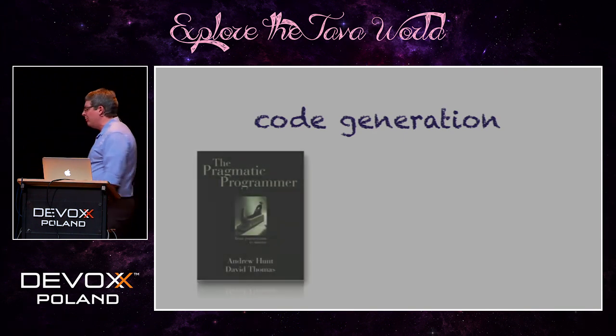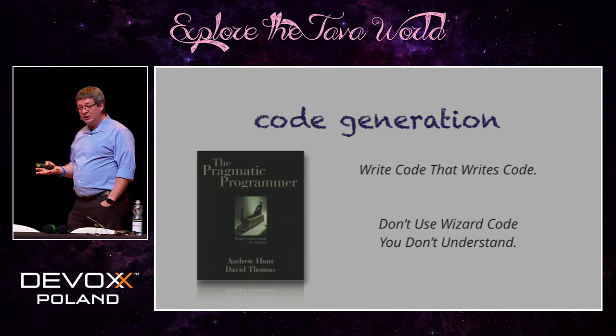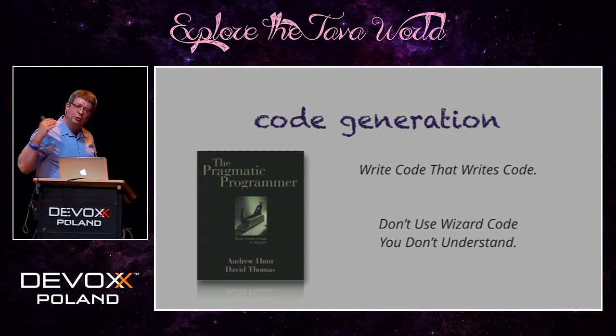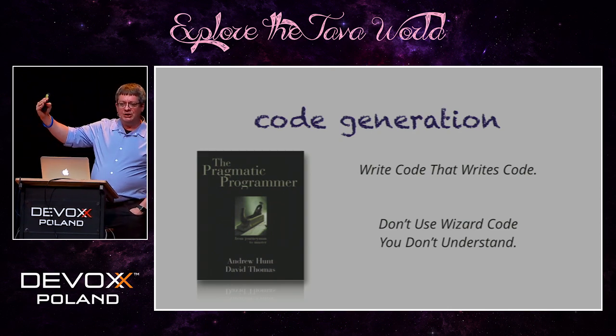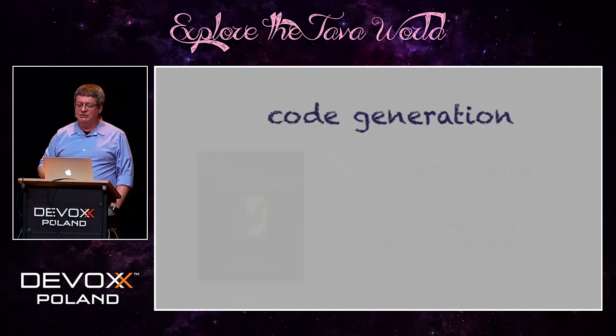The Pragmatic Programmer book has advice about code generation: write code that writes code, that's a code generator, and don't use wizard code that you don't understand. So they understand both the uses of this and the bad uses for it and the places where you should be careful about using this.